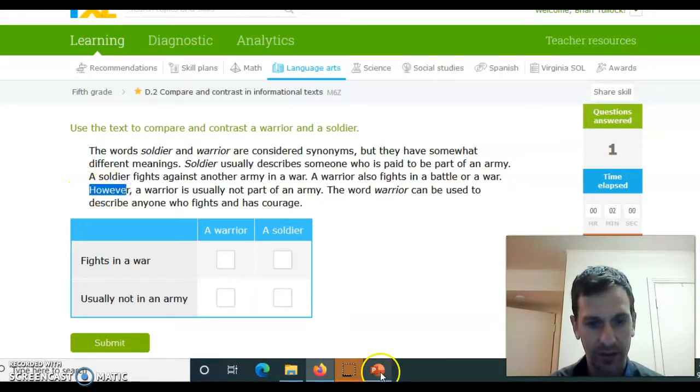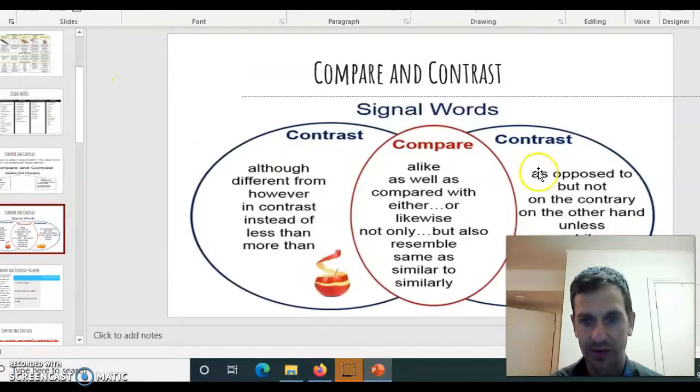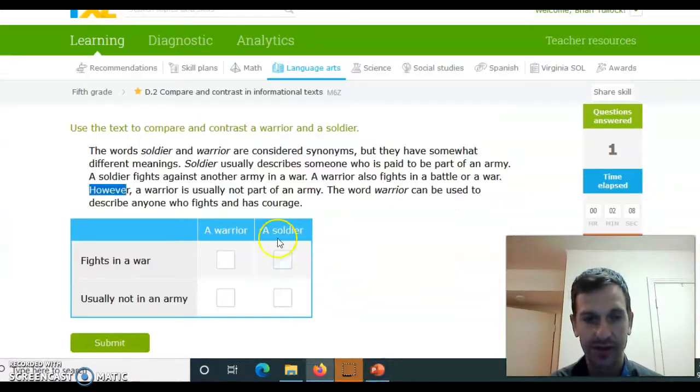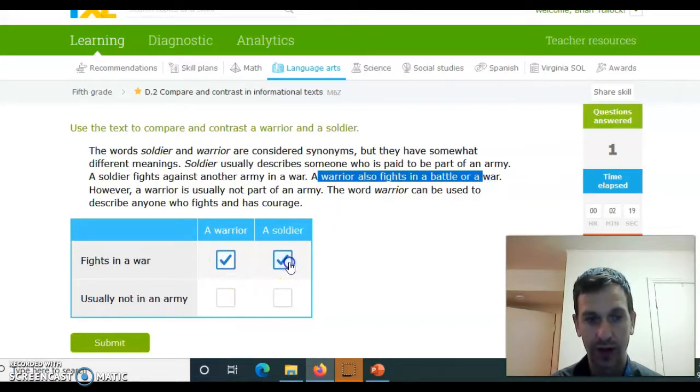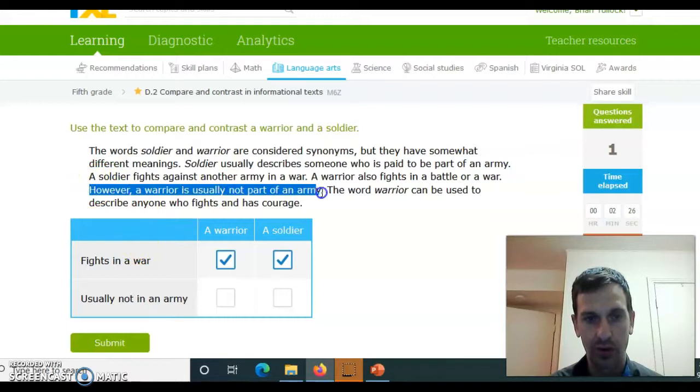So how do we know? Look, contrast words: although, different, however, okay? Alike, as well. Those are the comparisons. So, who fights in a war? It says a soldier fights another army in a war. A warrior also fights in war. So a warrior and a soldier. But which one is usually not part of an army? There's our contrast. However, a warrior is usually not part of an army. Boom. Make sense?